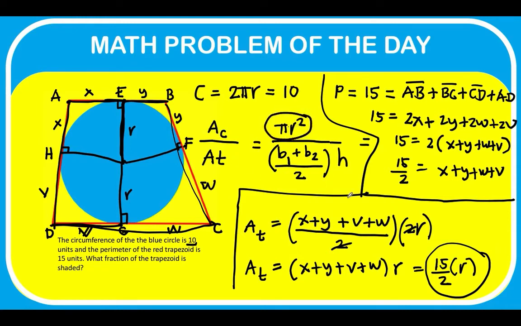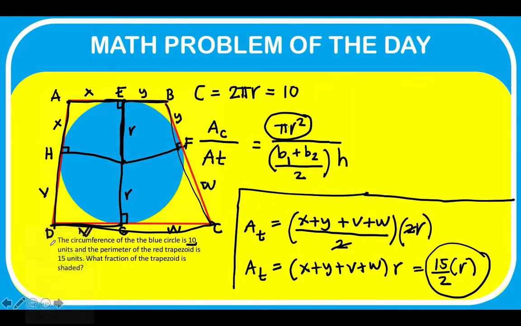So to find now the ratio between the area of the circle over the area of the trapezoid, we are now going to substitute 15 over 2r for this denominator. So let me erase this part here. So this is now equal to pi r squared divided by 15 over 2r, which we can also write as 15r in the denominator and 2 in the numerator.